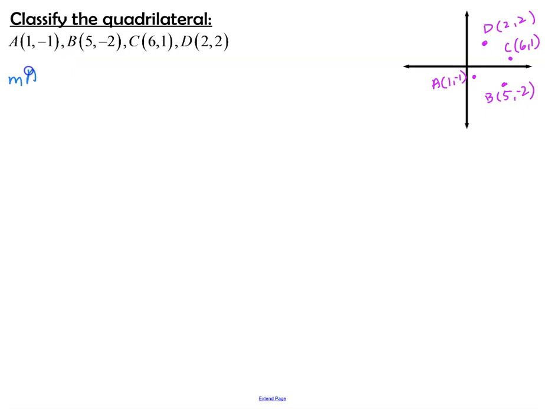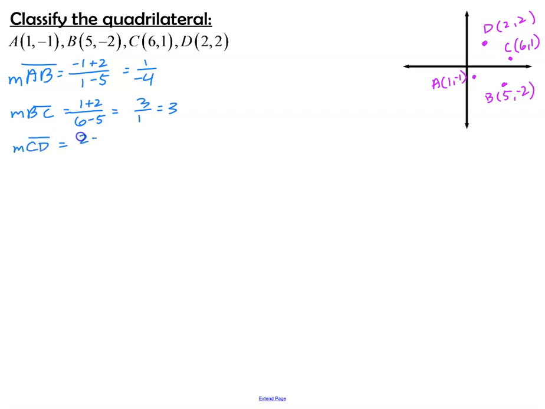If I'm finding the slope of AB, then I'm going to take -1 plus 2 over 1 minus 5. So I'll get 1 over -4. And then the slope of BC is going to be 1 plus 2 over 6 minus 5 equals 3 over 1, which is just 3. Next, I'll find the slope of segment CD, and that's going to be 2 minus 1 over 2 minus 6, which gives us 1 over -4.